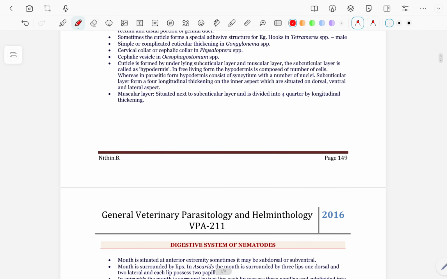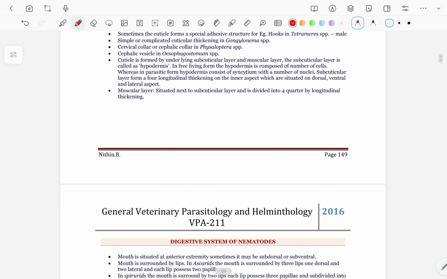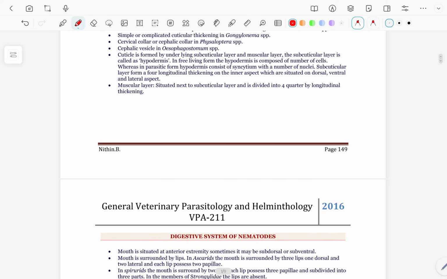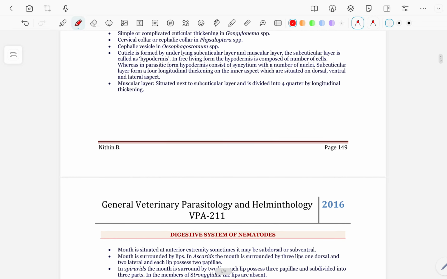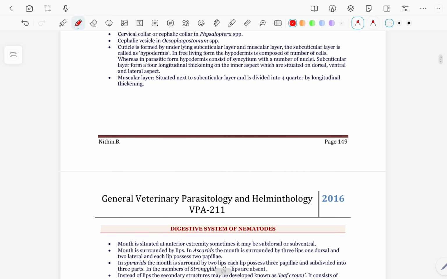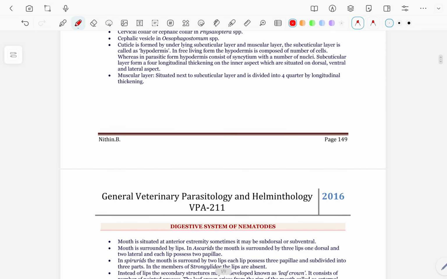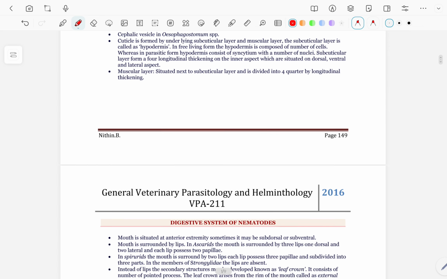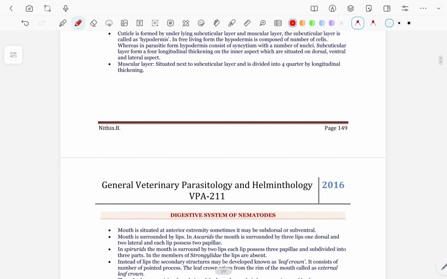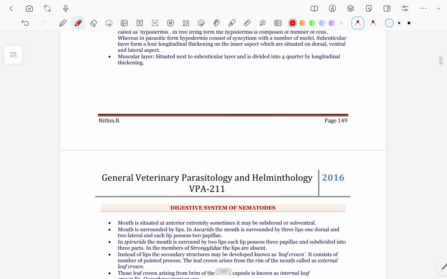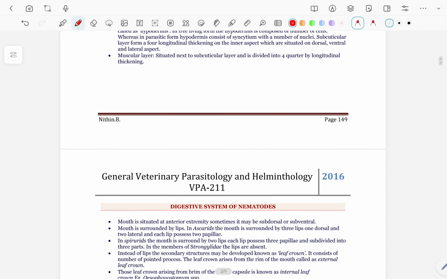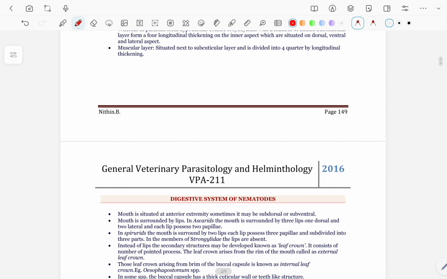The subcuticular layer is called hypodermis. In free-living forms, the hypodermis is composed of a number of cells, whereas in parasitic forms, the hypodermis consists of a syncytium with a number of nuclei. The subcuticular layer forms four longitudinal thickenings on the inner aspect, situated on dorsal, ventral, and lateral aspects. The muscular layer is situated next to the subcuticular layer and is divided into four quarters by the longitudinal thickenings.